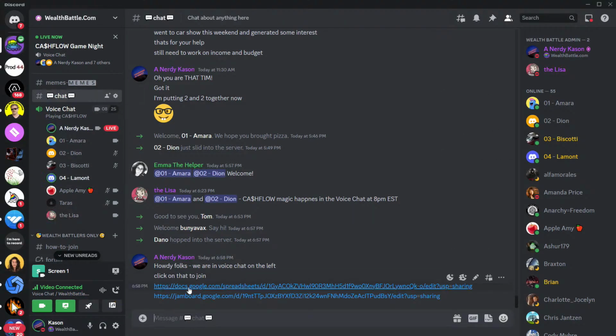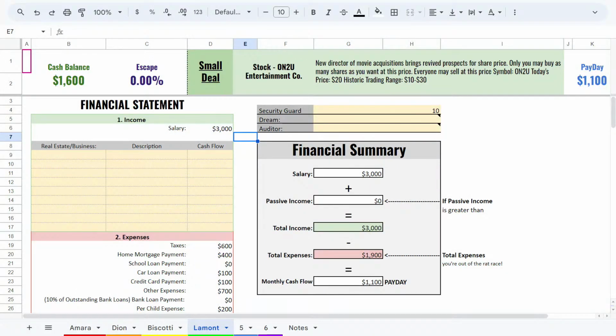Yep, and then there's one that says docs.google and one that says jamboard.google. Jamboard is the board. Docs.google is the spreadsheet. You're going to want to have that open so you can take control of your own destiny rather than let somebody else tell you what's in your account. Because that somebody might make mistakes.